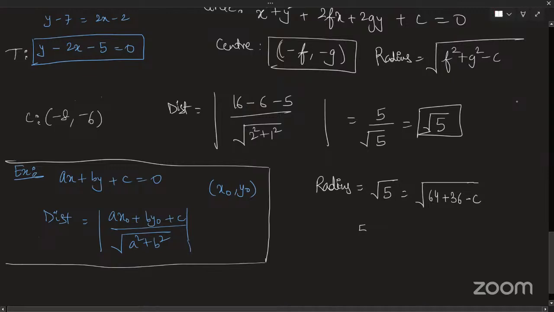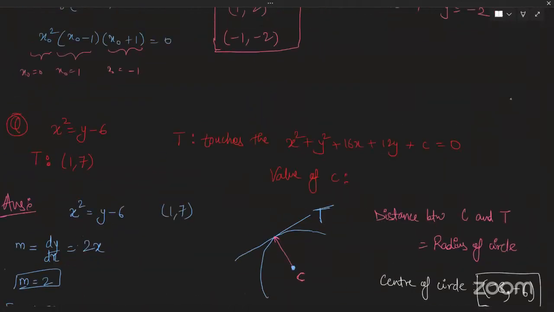So I will square both sides, so it will be 100 minus c. So what is the value of c? 95. That is my final answer. Okay, 95 is my final answer. This was a PYQ from JEE Main 2018.